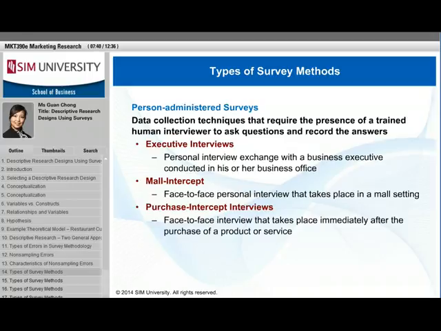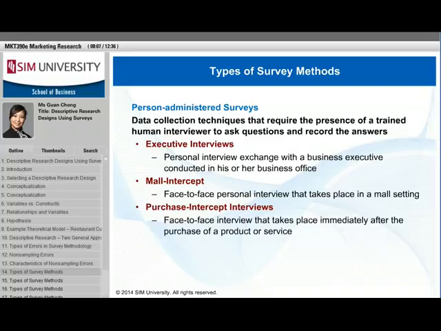Almost all survey methods can be classified as person-administered, telephone-administered, or self-administered, including online. Person-administered survey methods have trained interviewers and observers that ask questions and record respondents' answers. There are three forms: executive interviews, mall intercept, and purchase intercept interviews.